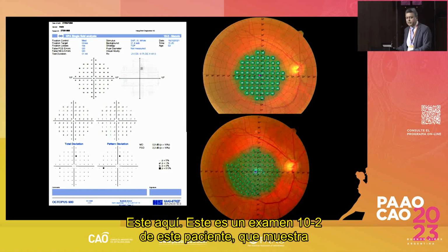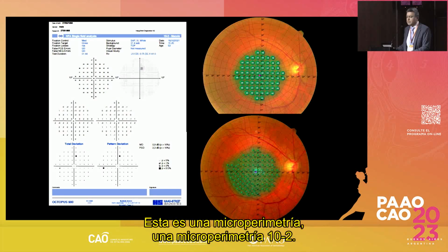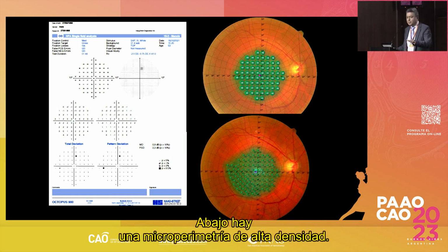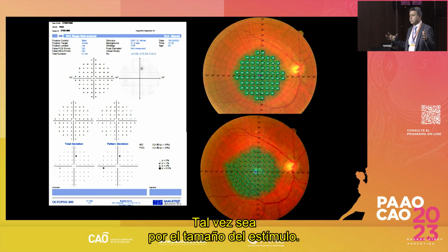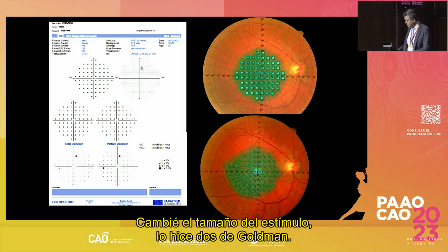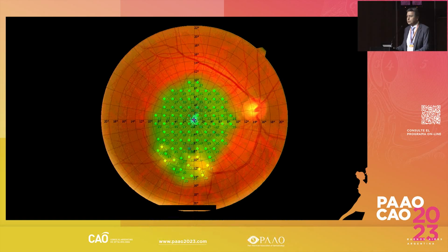For this one, this is a 10-2 exam for this patient showing an almost normal visual field, with 1 point in the upper segment of the visual field. This is microperimetry, 10-2 microperimetry, and down there is high density microperimetry in the region of interest, and it was normal. Why is that? Maybe it's because of the size of the stimulus. If I change the size of the stimulus, to Goldmann size 2, now I was able to see the defect.